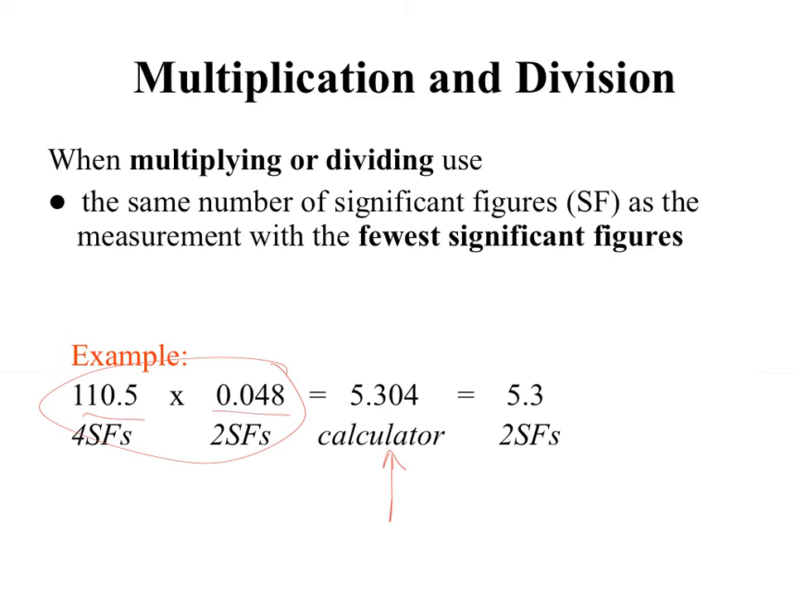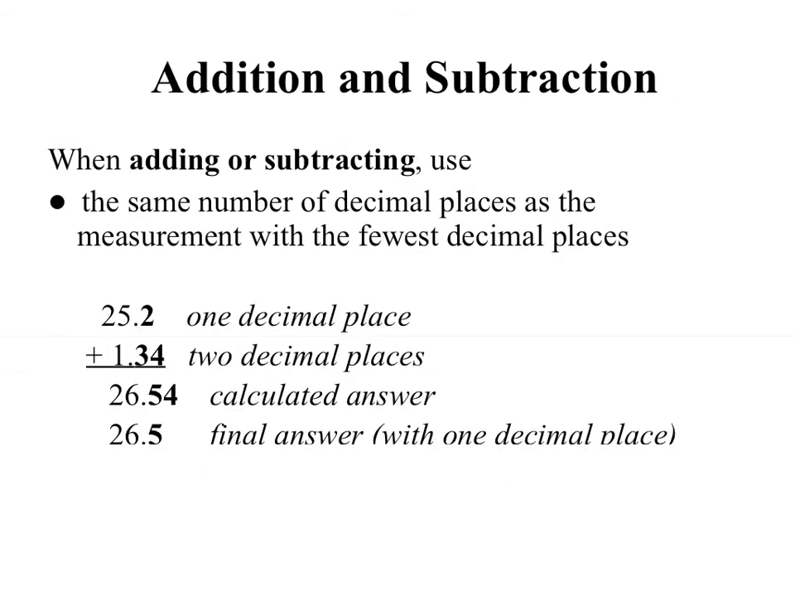The two numbers that you just multiplied, how many sig figs do they have? This first one, 110.5, is 4 sig figs. 0.048 is 2 sig figs. So you always go with the fewest sig figs. So 2 is less than 4. Your final answer should have just 2 sig figs. And then obviously apply your rounding rules. So I cut it here, and what I'm dropping is a 0. So that is your rounding rule. You round down. You just leave it as 5.3.